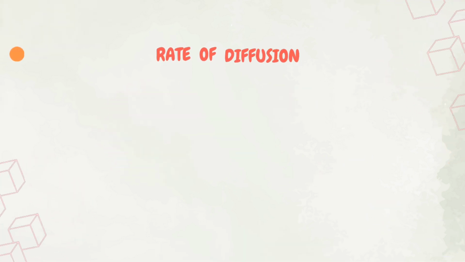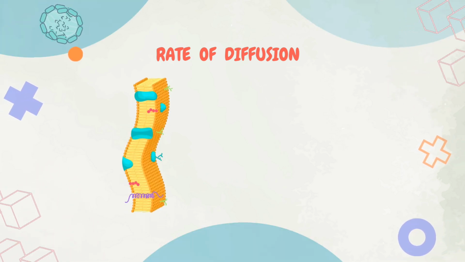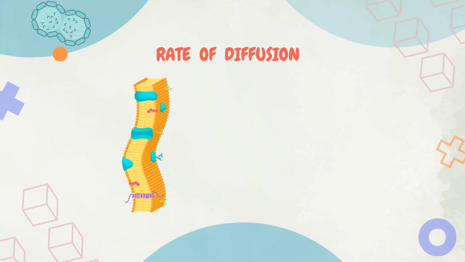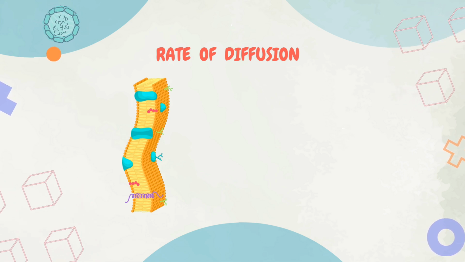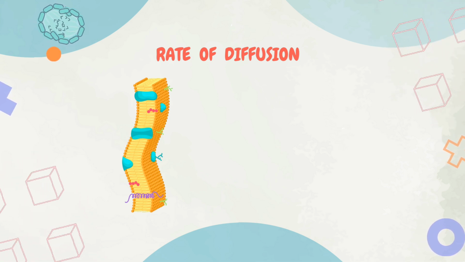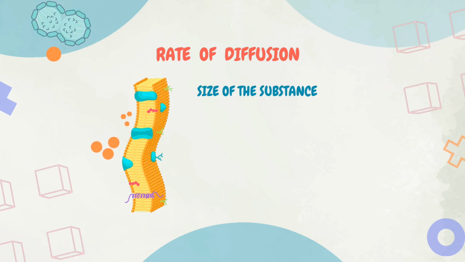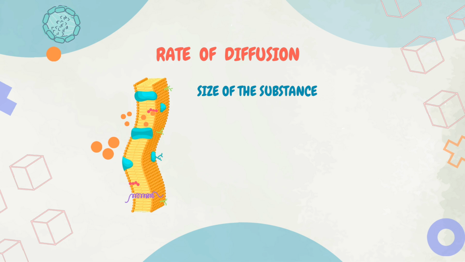The rate of diffusion of substances across the cell membrane varies. Sometimes the rate is fast, while other times the rate is slow, based on various factors. The main factors that affect the rate of diffusion of substances across the cell membrane include, first, the size of the substance. Smaller substances diffuse faster than larger substances.